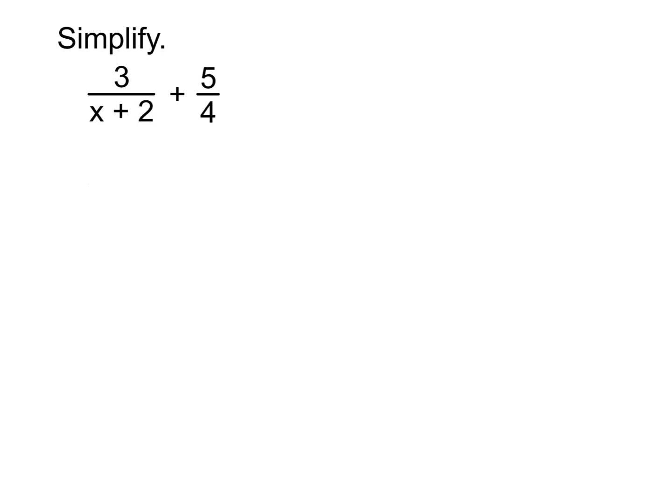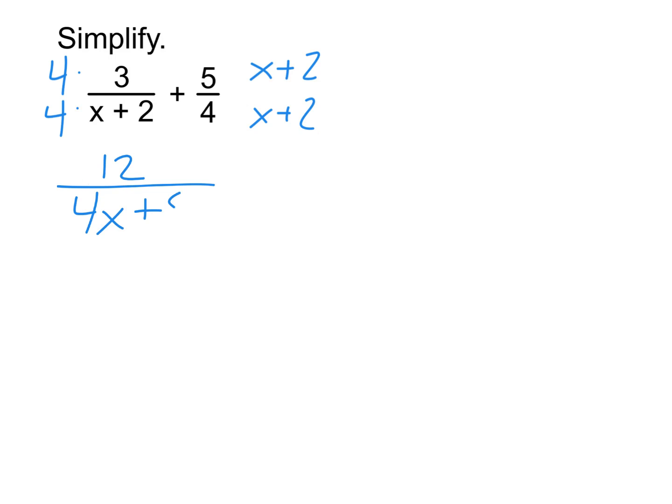So I'm going to multiply the first fraction, top and bottom, by 4. And I'm going to multiply the second fraction, top and bottom, by x plus 2. So when we do this work on the first fraction, we get 12 over 4x plus 8. Notice I'm distributing that 4 to both terms.